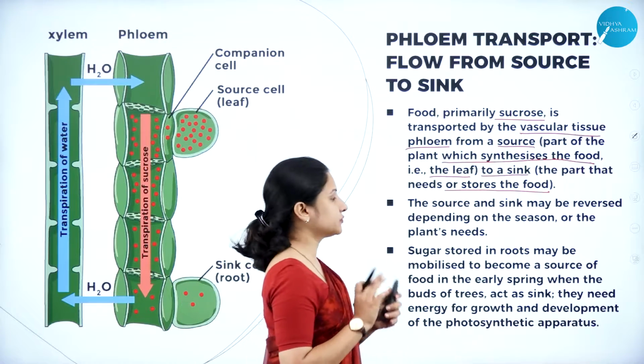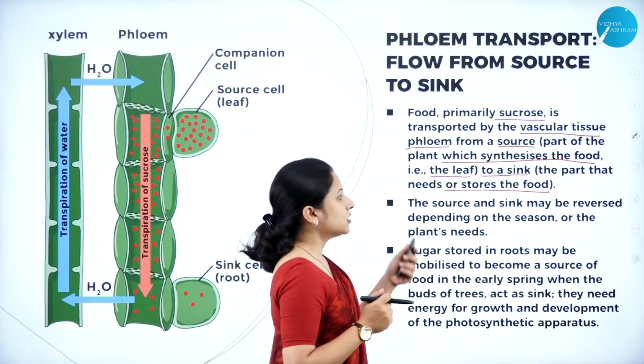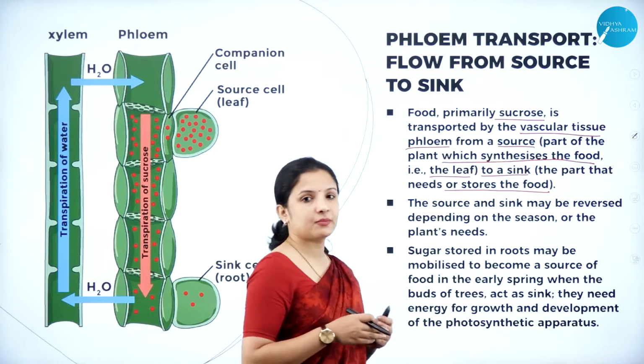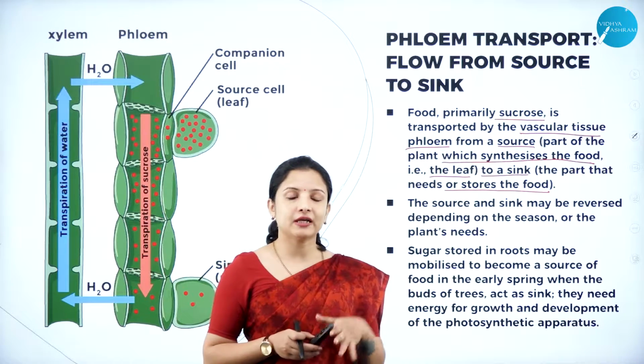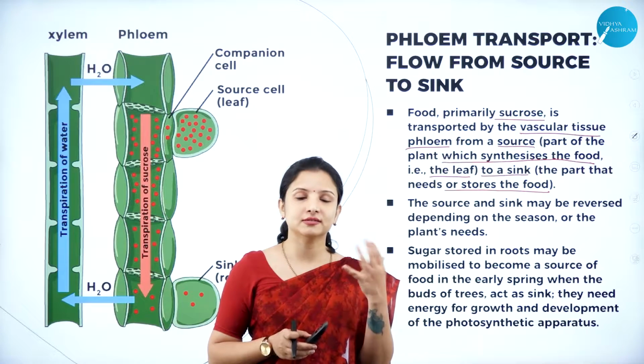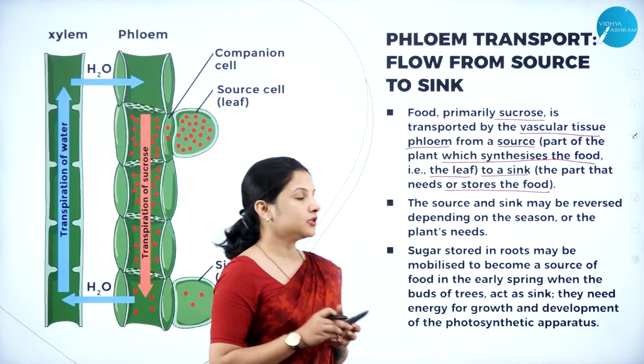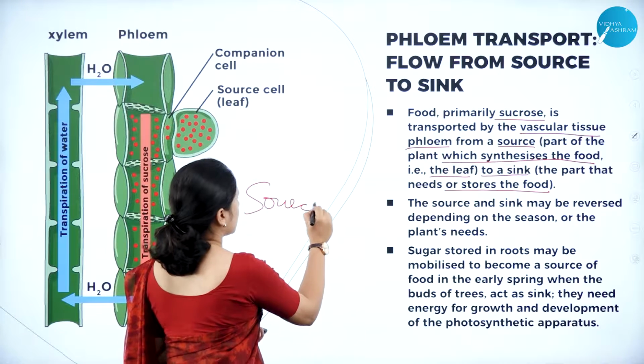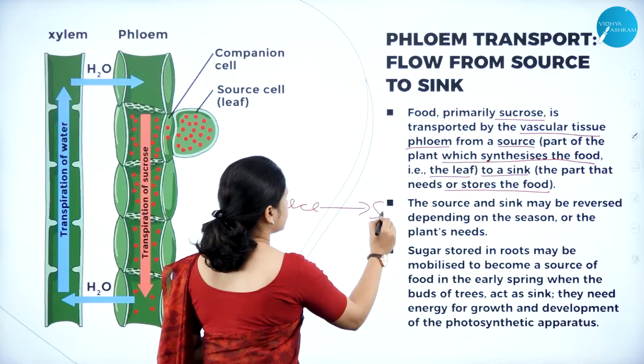So now you know the difference between the two. Therefore, the source and the sink, sometimes in the plant, can be reversed depending on the season. Sometimes the source can act like a sink and the sink can act like a source. So here we have the source and the sink.